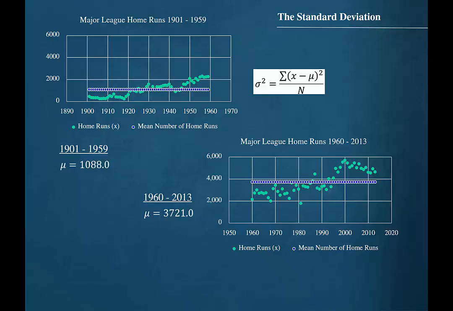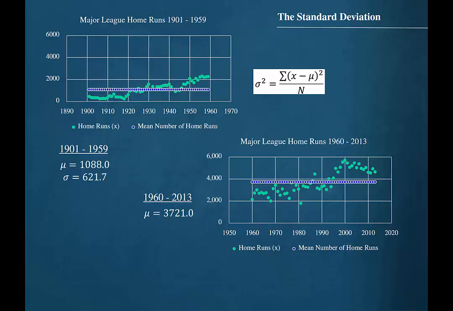The calculation of the standard deviation requires that we first calculate the variance. Recall that in this process, the mean is subtracted from each data value and then squared. These values are then all added together. So the larger these differences between the mean and the individual data values, the larger the variance, and therefore the larger the standard deviation. So, due to the greater variation between each data value and the mean, we would expect the standard deviation for the 1960 to 2013 seasons to be greater than that for the 1901 to 1959 seasons.